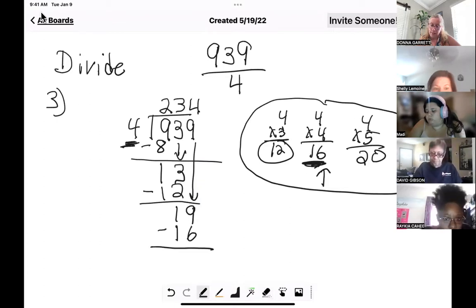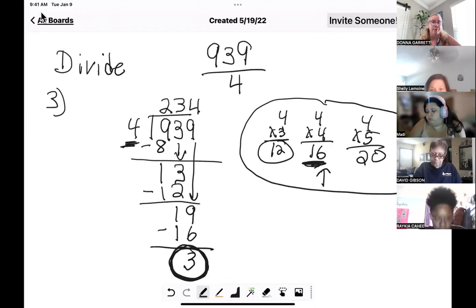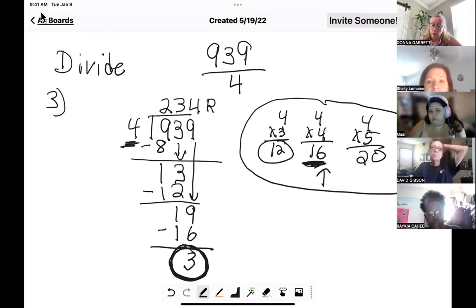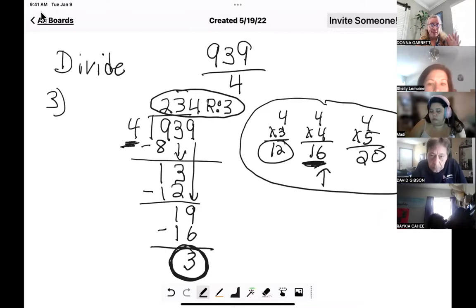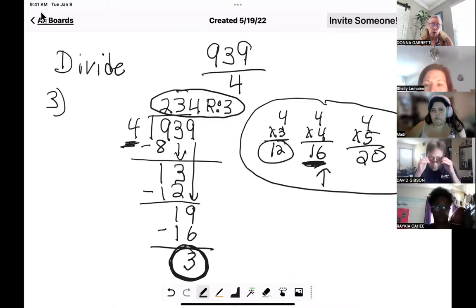I subtract. 9 minus 6 is 3. That is my remainder. How do I know when I'm done? When I have no other numbers to bring down. 9 was the last number I got. So that's my remainder. So you write R, remainder 3. That's how you write your remainder. And that means that 234 and 4 are not factors because we had a 3 remainder.